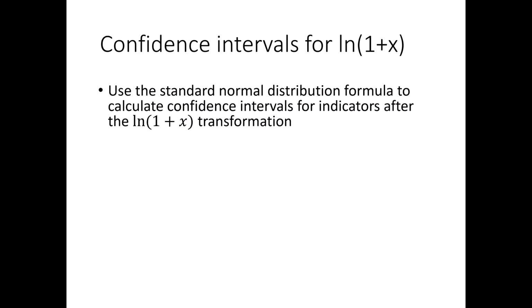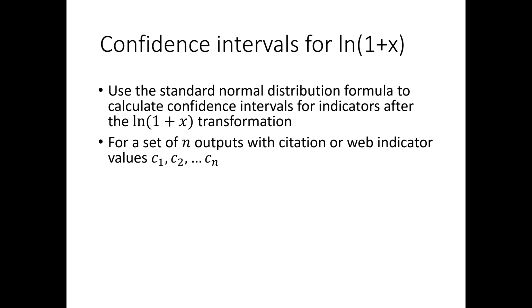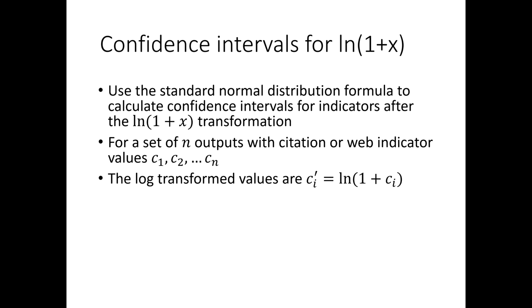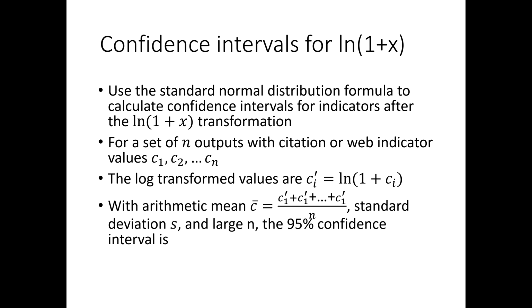And if we want to calculate confidence intervals for the log normalized data, then for a set of n outputs with the web indicator values C1 up to Cn, the log transformed values would be log 1 plus Ci, let's call it Ci dashed. Then for the arithmetic mean of the log transformed values, the 95% confidence interval could be given by the standard normal distribution formula, the average plus or minus 1.96 times the standard deviation over the root of n, if the skewing is sufficiently reduced.